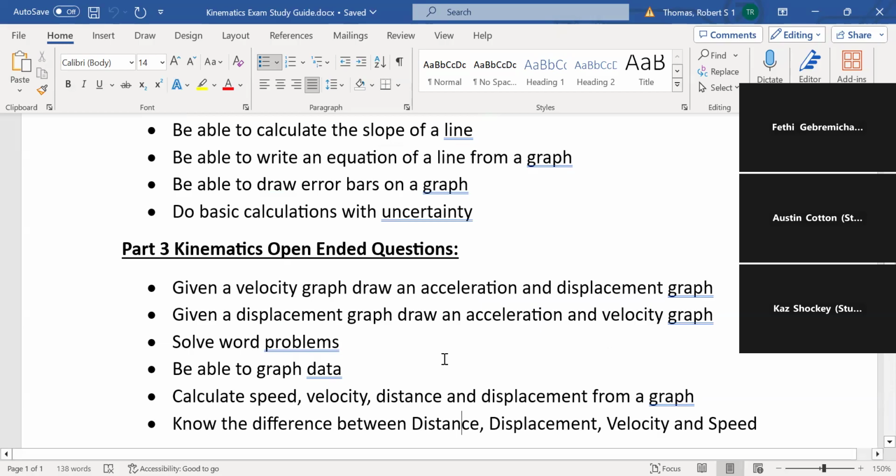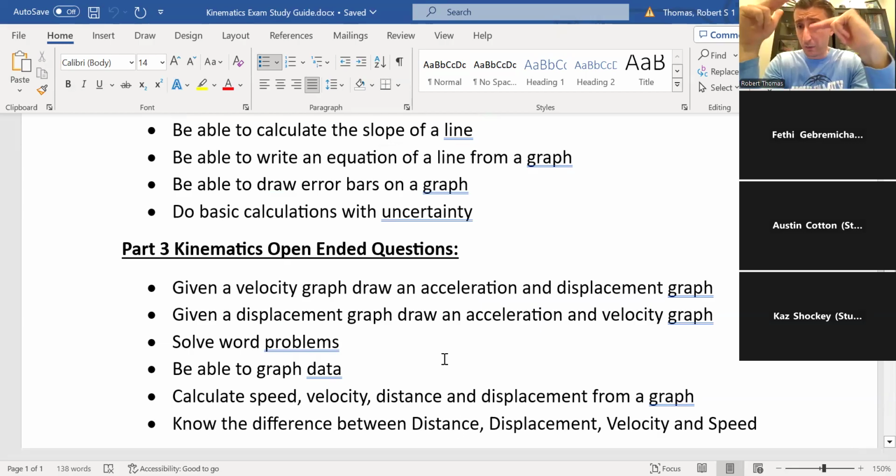So let's walk through this. The first two go back to graphing, right? This is where you have to make that connection between the three variables: displacement, velocity, acceleration. You're going to be given a graph, so you have to be given one of them. You're given a velocity graph, and you need to draw a displacement and acceleration graph. And then the next one is given a displacement graph, draw acceleration and velocity. That's why it's so important to understand what you can get from each graph, because it's going to help you piece everything together. Does that make sense? Does everybody understand what I'm asking you to do there?